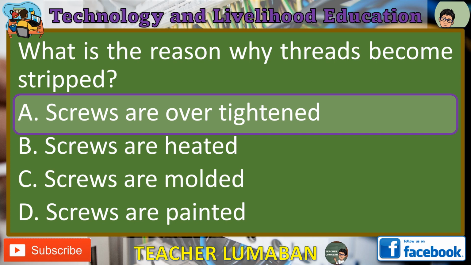Option C. Screws are molded. The process of molding screws does not inherently lead to stripped threads. However, if the molding process is not properly executed, it could result in defects or imperfections in the screw threads, increasing the likelihood of stripping.